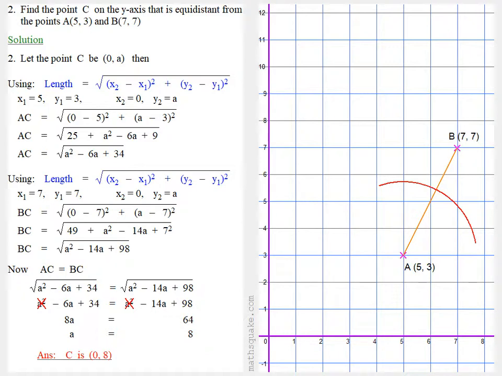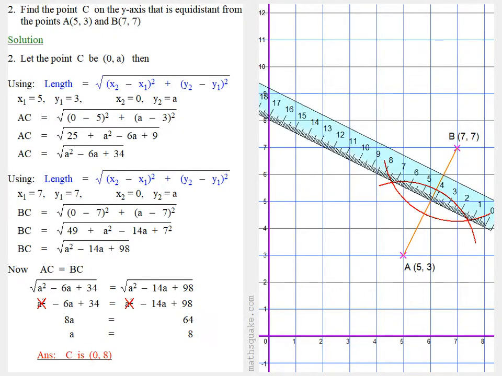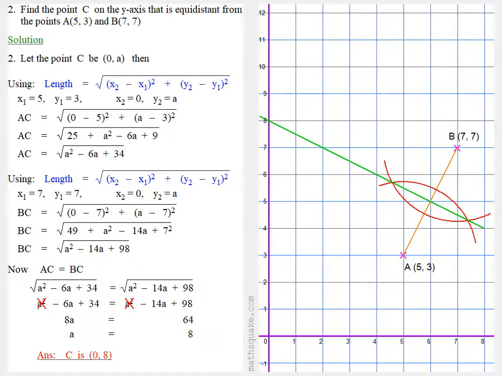Then, using the same setting, we place the compass needle at B and draw an arc to intersect the first arc at 2 points. If we draw a line through those 2 points, this will be the perpendicular bisector, and any point on that line will be equidistant from A and B. We want the point on that line that lies on the y-axis, and that is the point (0, 8). So we have C is equal to (0, 8).